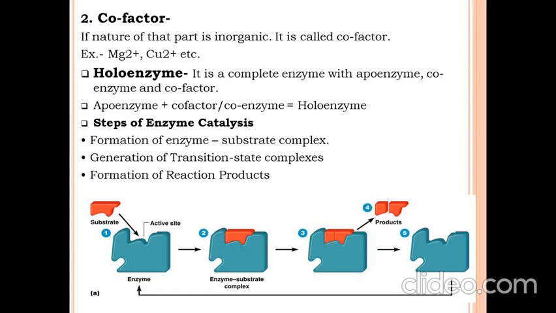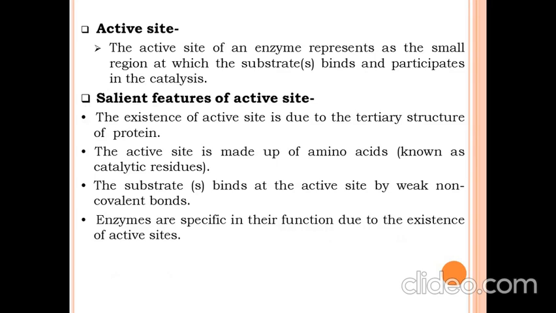Next, steps of enzyme catalysis. तो जब भी एंजाइम की कैटालिसिस होती है वहां पे 3 स्टेप्स इन्वॉल्व होते हैं. First one is the substrate attached to the active site. Next, enzyme substrate complex, and next is the product formation. So first one is the formation of enzyme substrate complex. Second one is the generation of transition state complex, and last is the formation of reaction product, and finally free the enzymes.